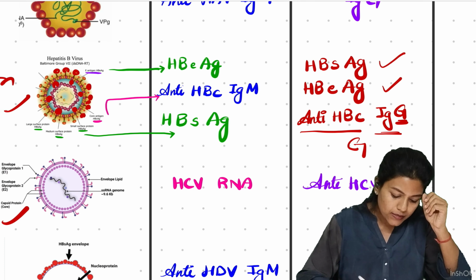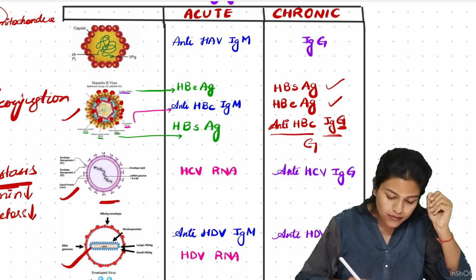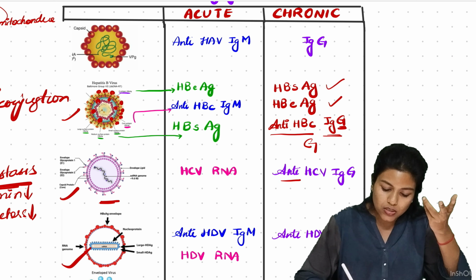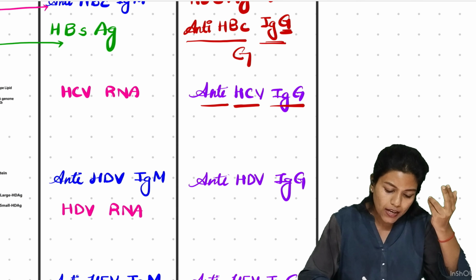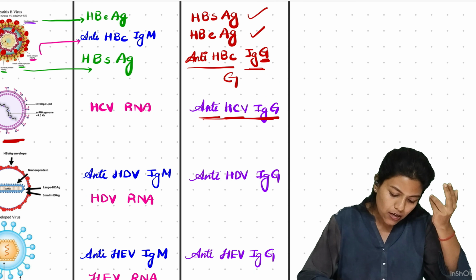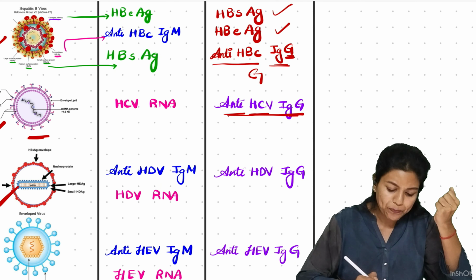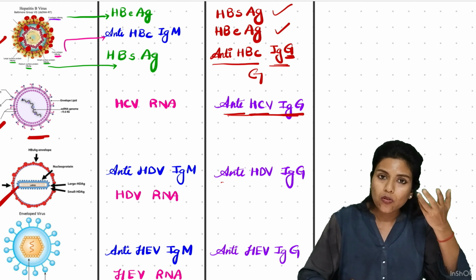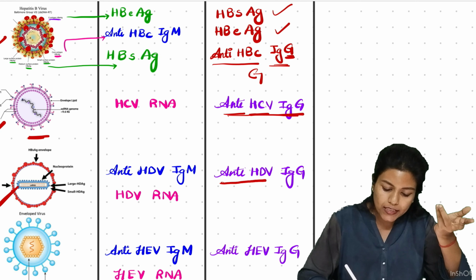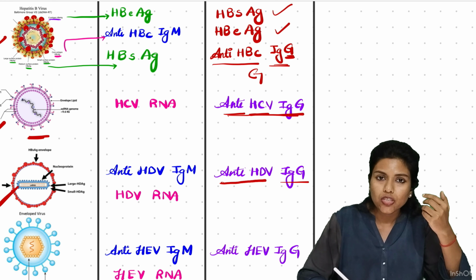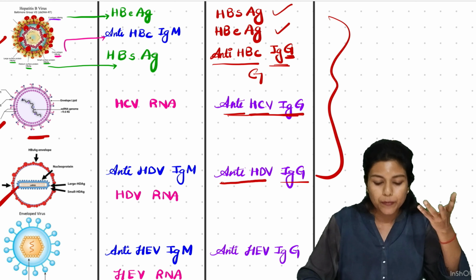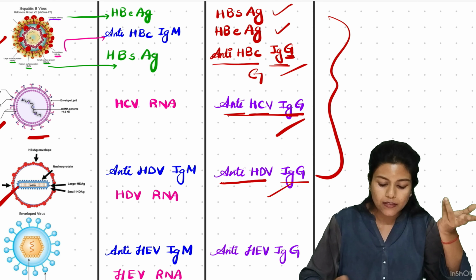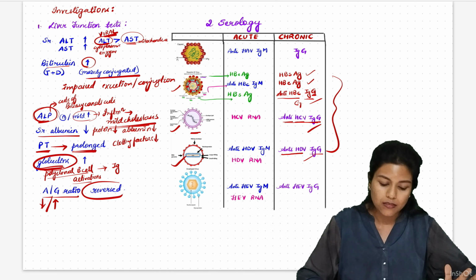IgG is present. Similarly, for hepatitis C virus, you find the immunoglobulin G against the HCV. So it is anti-HCV immunoglobulin G. Similarly, for hepatitis D, you will find anti-hepatitis D virus immunoglobulin G, so anti-HDV IgG. So these are the markers in case of chronic hepatitis B, hepatitis C, hepatitis D. These are the serological markers.